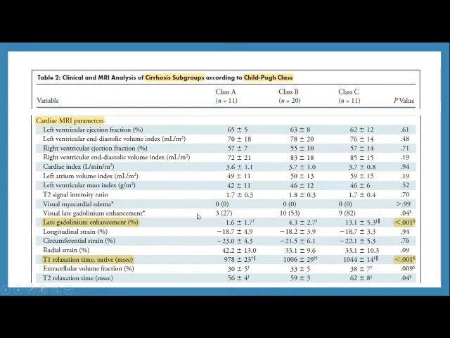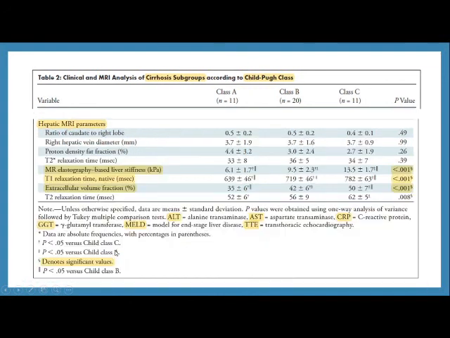Also the T1 relaxation time, native, which means without any enhancement, no gadolinium yet applied. And the hepatic MRI parameters, this is very important. We'll talk about that a bit later. The MR elastography-based liver stiffness, and also the extracellular volume fraction, and the T1 relaxation time.